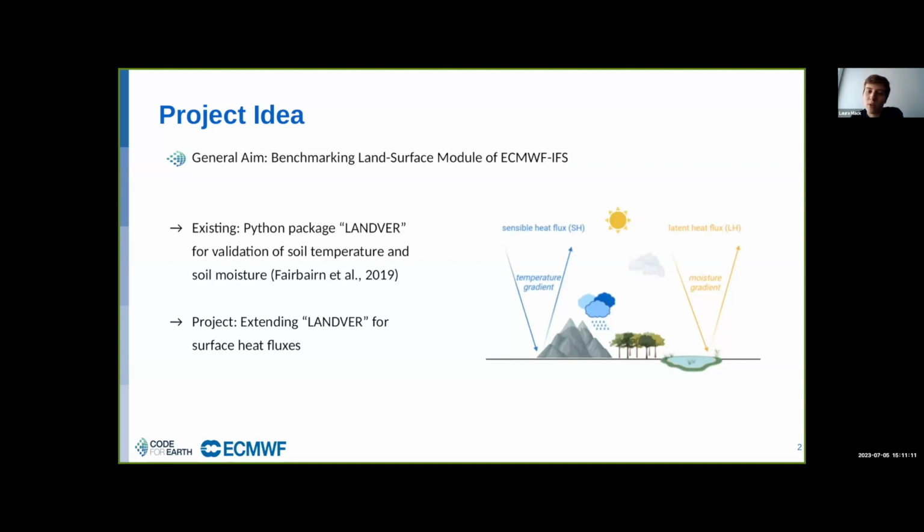There are two types of surface heat fluxes, as visualized in the graphic: sensible heat flux and latent heat flux. They are driven by temperature or moisture gradients between atmosphere and surface, and they are influenced by, for example, climate and weather conditions, and especially also by the surface properties. So, for example, orography, and very important is vegetation and moisture availability.